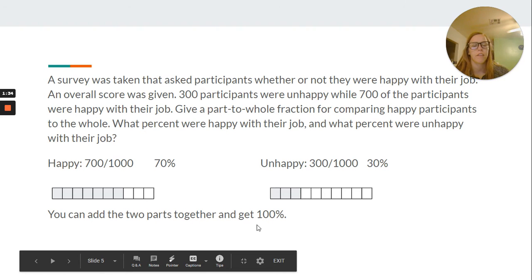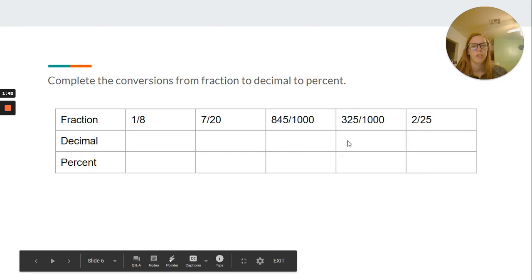So you can add them together to double check. 70 and 30 is 100%, and 7 plus 3 is going to give you 10 for the total amount of parts shaded. Okay, so now this is kind of the big part.